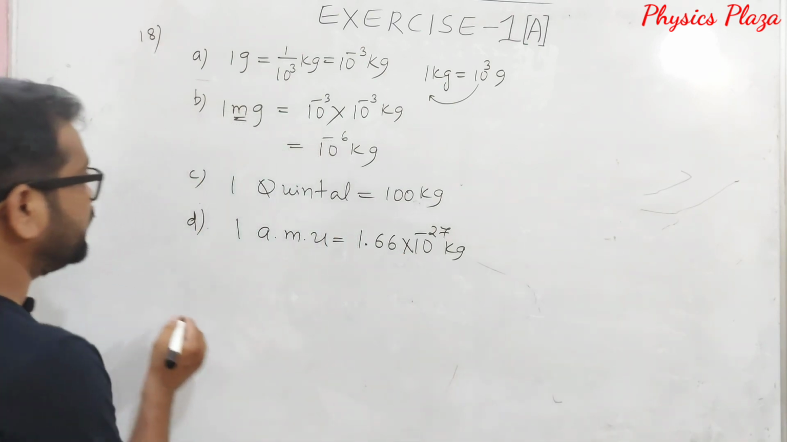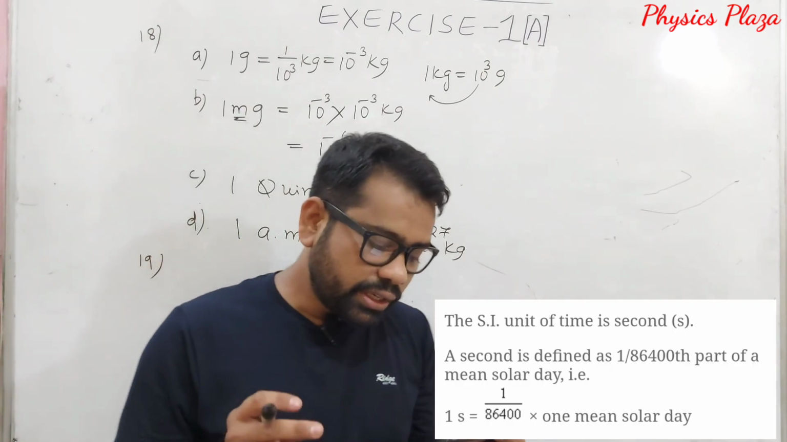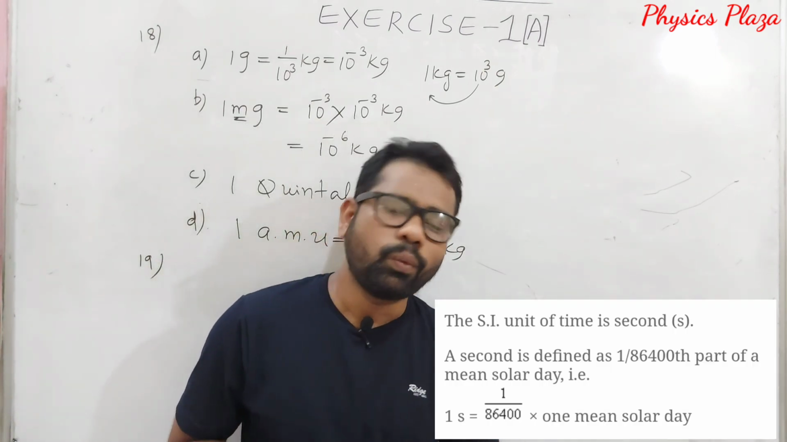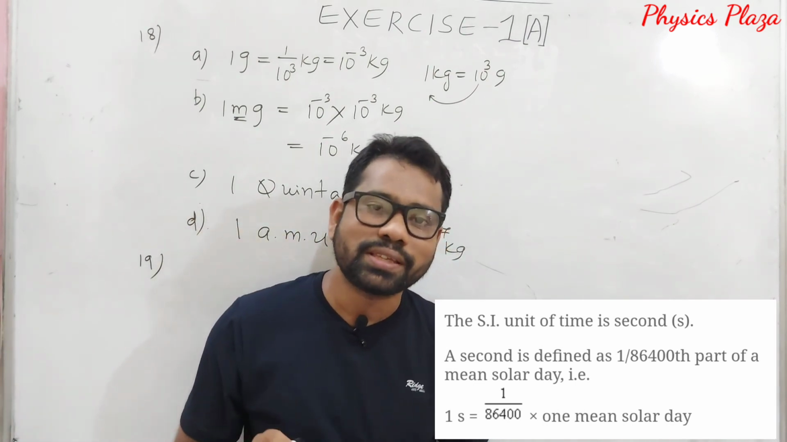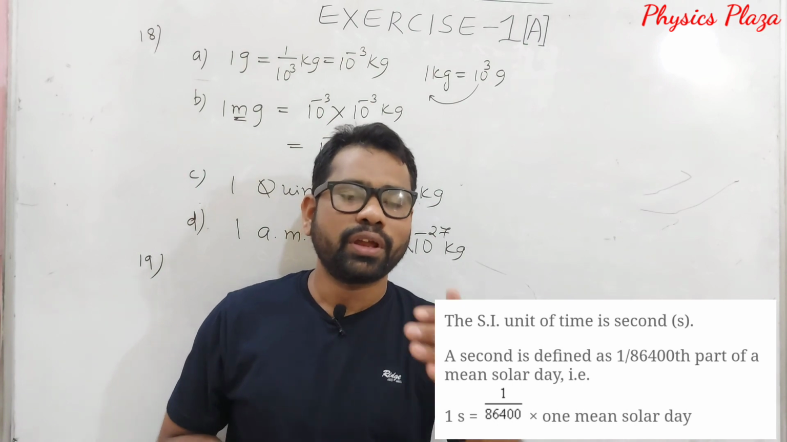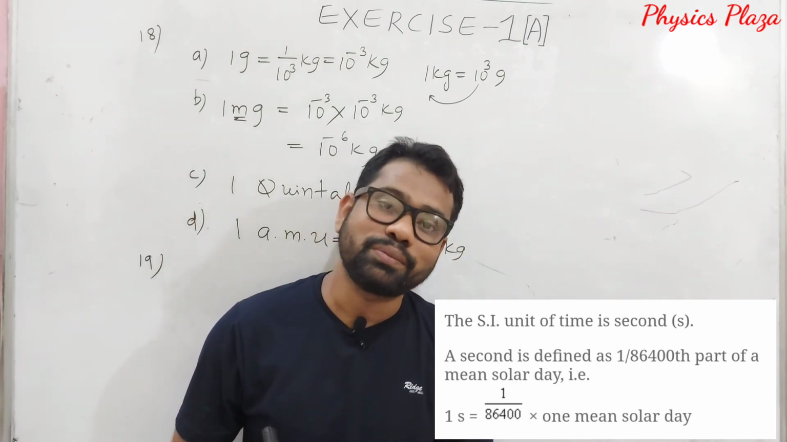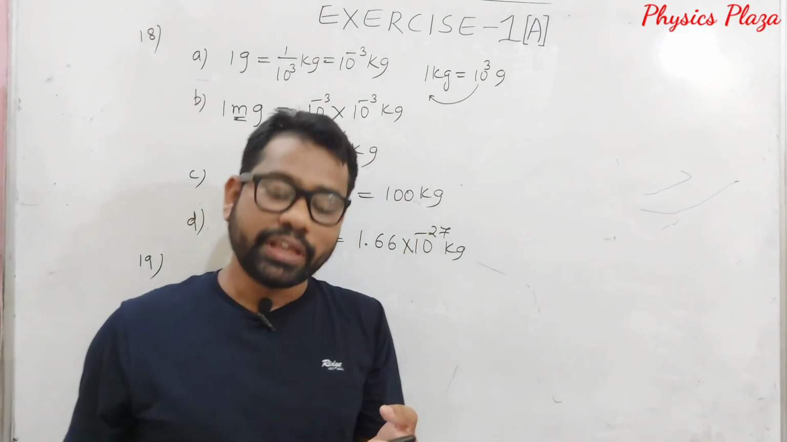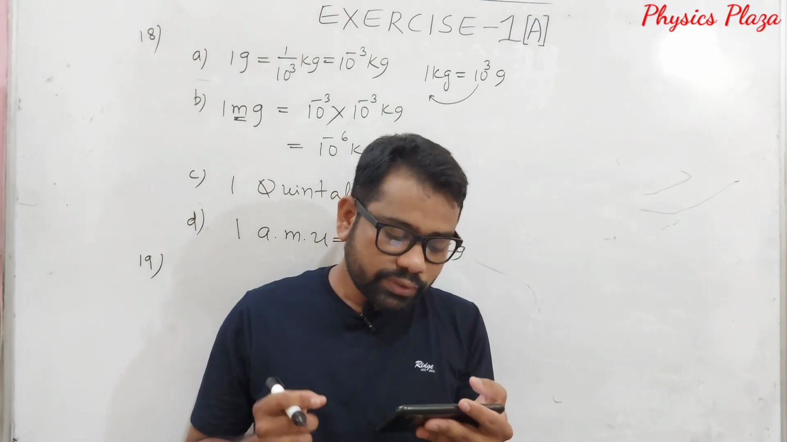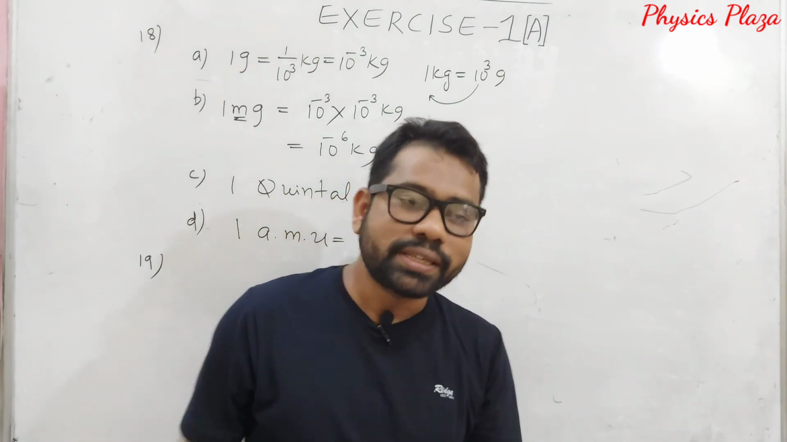Now children, question number 19. Name the SI unit of time and define it. What is the SI unit of time, dear children? The SI unit of time is second only. Whether you go for SI, MKS, CGS, FPS, whatever the system may be, the unit of time is second only. Question number 20. Name two units of time bigger than a second. How are they related to the second?